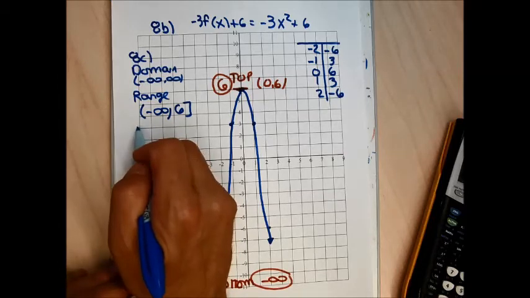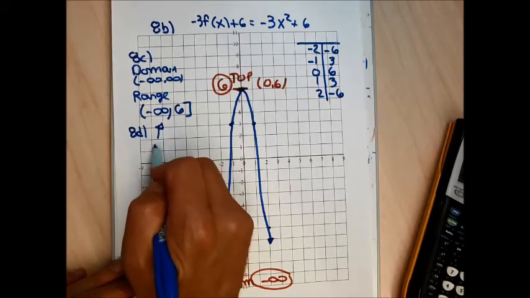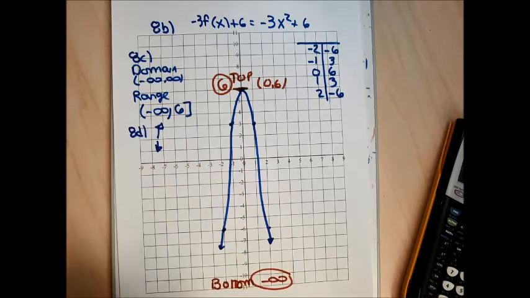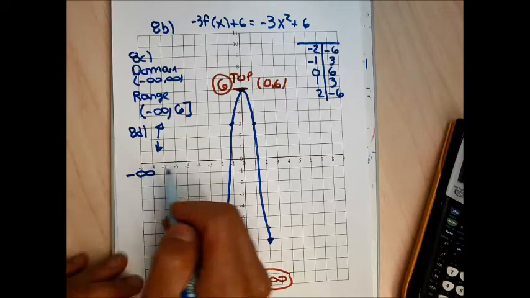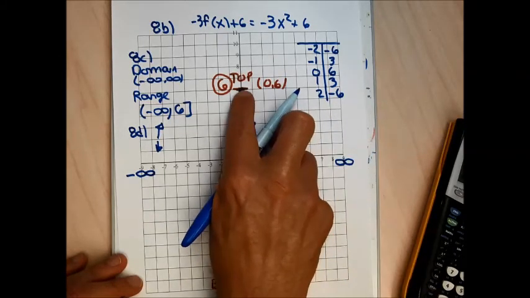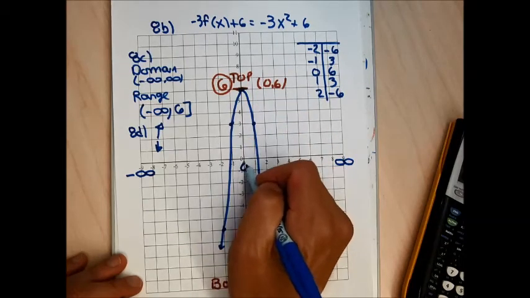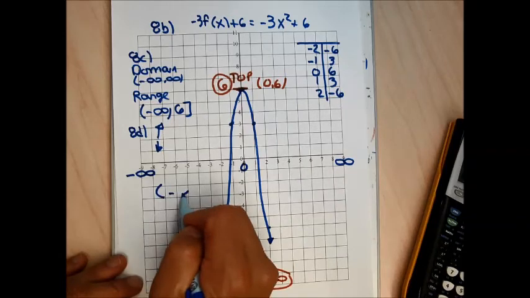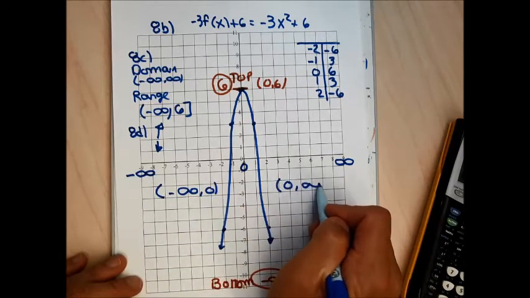For part D, it's the increasing and decreasing. So I'm going to do an increasing and decreasing. To do increasing and decreasing, I write negative infinity on the far left edge of the x-axis, positive infinity on the far right edge, and then the x-coordinate of any turning point also on the x-axis. The turning point is 0. And I'm going to create the intervals from negative infinity to 0 and the interval from 0 to infinity.